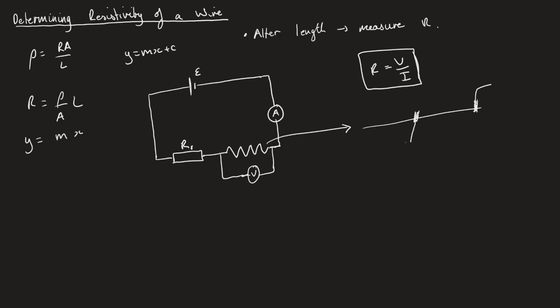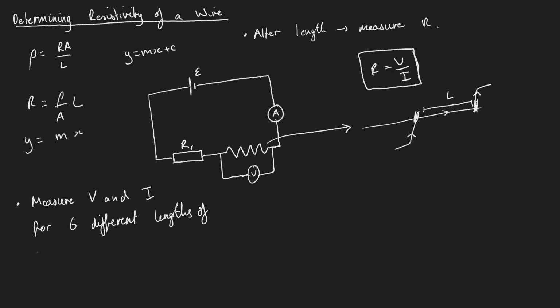So this crocodile clip comes out here, this one comes out here, and we can actually change the length between these crocodile clips, because the current is just going to come in from this side, and then travel through this wire and out of this wire, so none of this extra stuff is actually travelled through. So what that means is we're going to measure V and I for 6 different values of L, so 6 different lengths of wire.